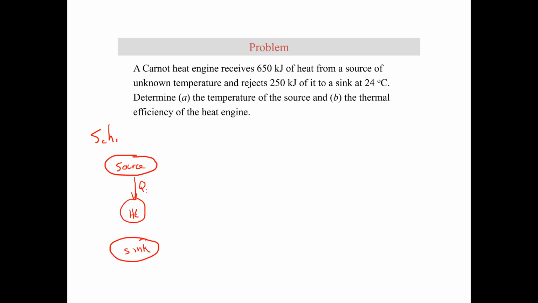So I'm accepting heat Q, I'm rejecting heat, and it's producing a net work. The amount of heat that the engine receives from the source is 650 kilojoules, and I'm rejecting 250 kilojoules of heat. It tells me that the temperature of the sink is 24 degrees Celsius.